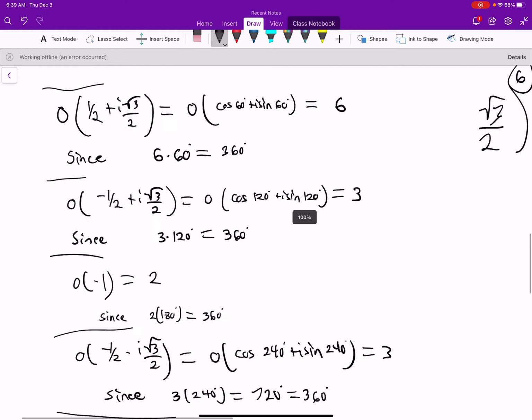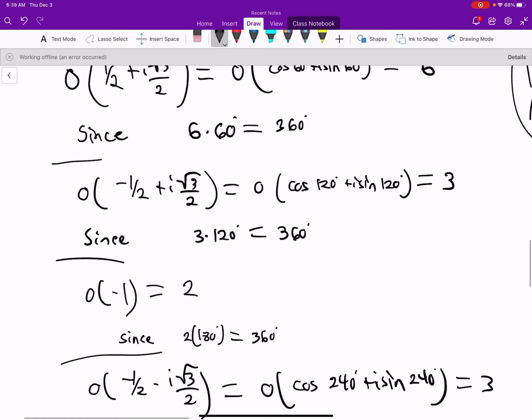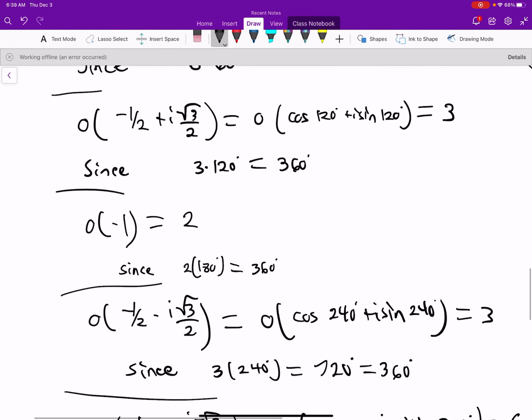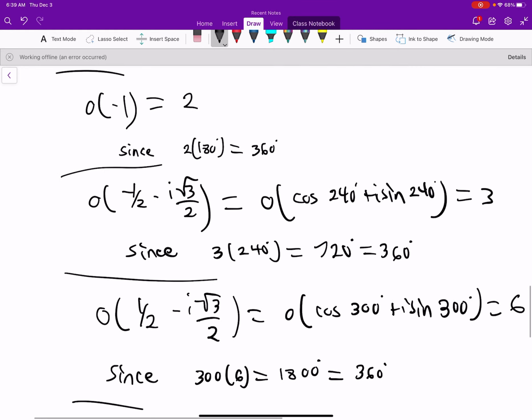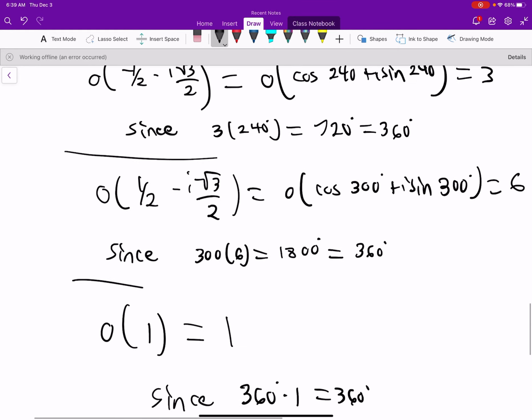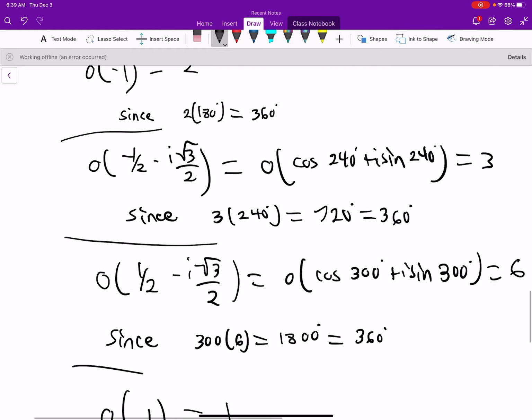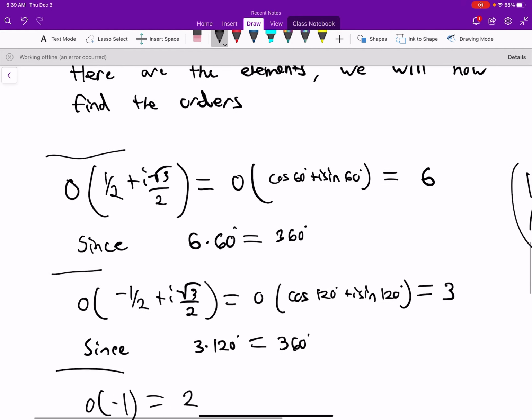So you go through all these, and you find the least ones. And then we end up with all this. I checked the back of the book, and it seems to be correct. There you go.